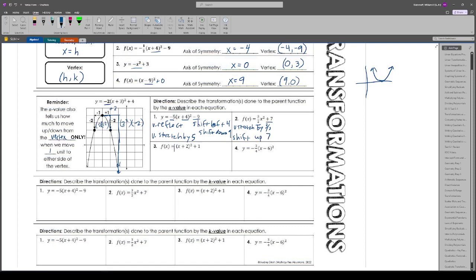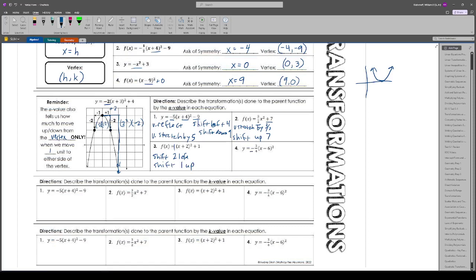On this one, A is 1, so there are no changes. There's no reflection and no vertical stretch or compression. The only thing we have here is a shift 2 to the left and a shift 1 up.